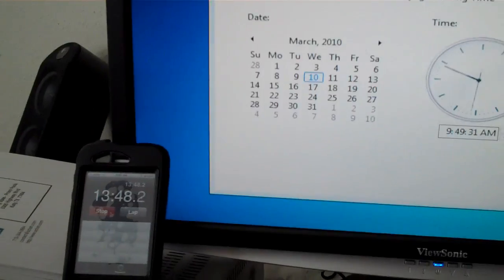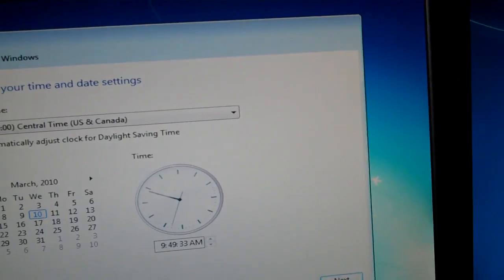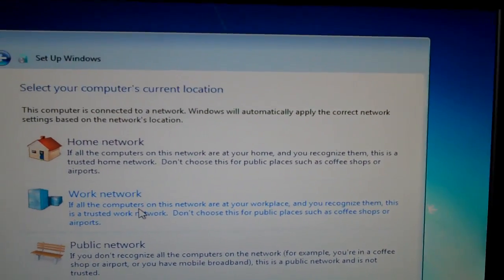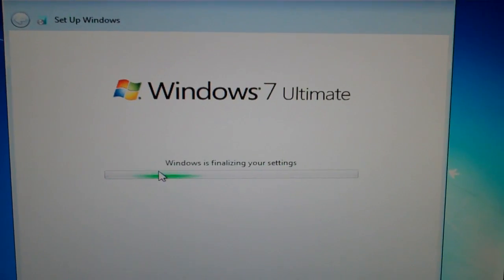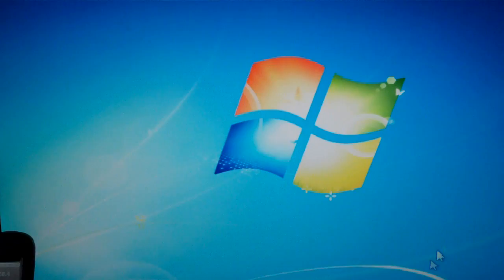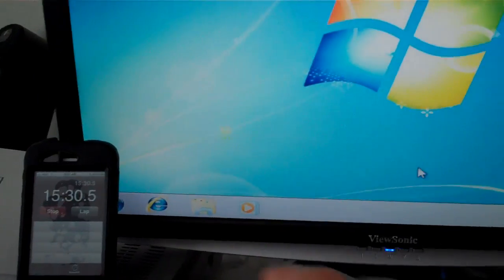Okay, so the install is almost done. We're at 13:46, 13:48, there you go. I had the same problem as I did with the Western Digital. I didn't have the product key up anymore, so I had to go ahead and redo the product key again. Now Windows is loaded and we're at 15:30.